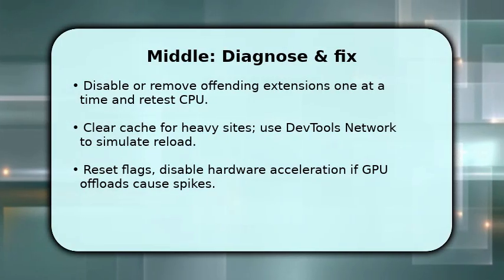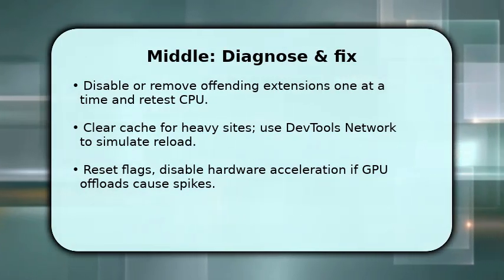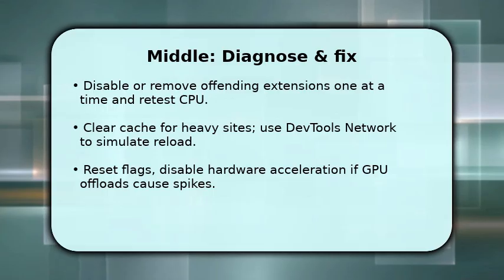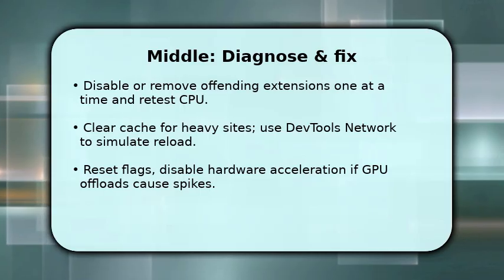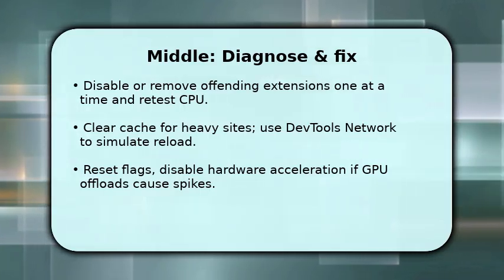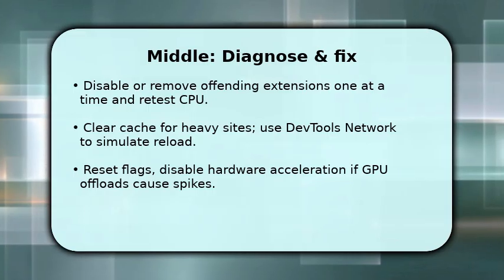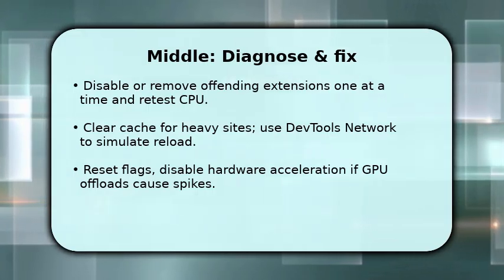You now diagnose the root cause and apply targeted fixes. Disable suspect extensions one at a time and watch Task Manager. If CPU drops, remove that extension. Clear site data and cache for heavy pages, then use DevTools to reload without cache to confirm improvement.